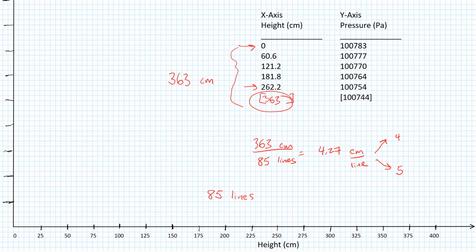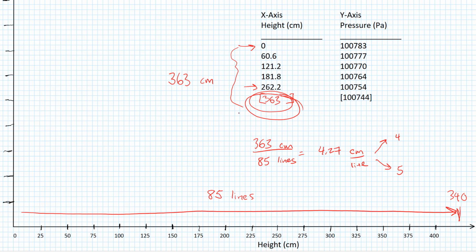Because if you round down, what happens is I have 85 lines along my x-axis, 85 lines. And if I use 4, I'm going to run out over here at the end at 340 centimeters, and I'm not going to get my top measurement on my graph. So I don't want that. But if I use 5, I'll end up at about 425 out here at the end, and that'll include my highest point. So that's good. That's what I want to do. So I'm going to use 5 centimeters per division on my x-axis.